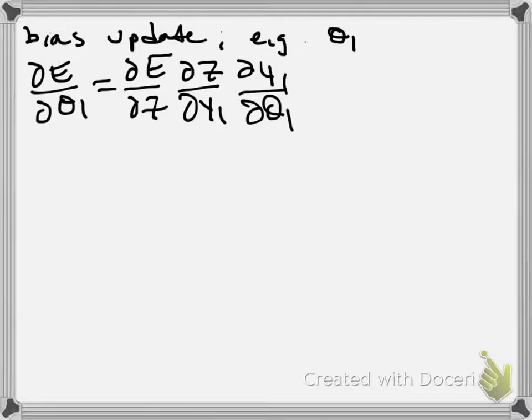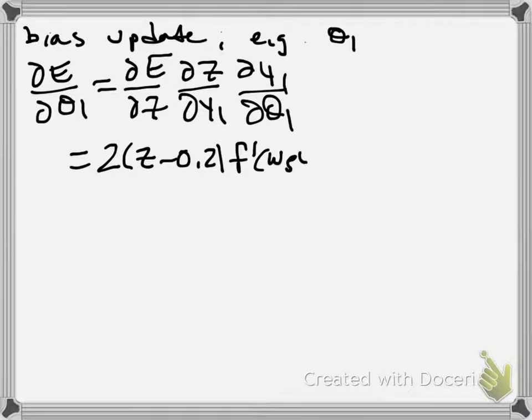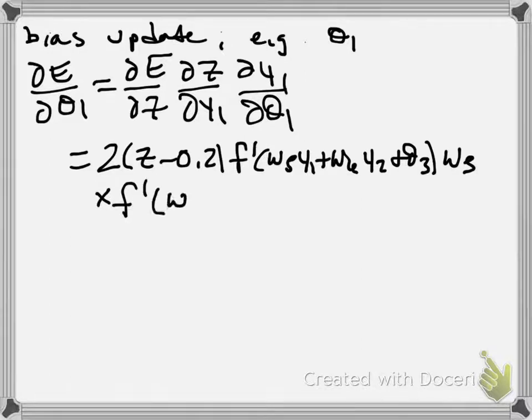And we can compute all of these things. They end up being 2 times z minus 0.2. That's our first derivative there. Times F prime of w5y1 plus w6y2 plus theta 3, times w5, times f prime of w1x1 plus w3x2 plus theta 1. And because you just differentiate this argument with respect to theta 1, the derivative is just going to be 1. So that's all that shows up there.